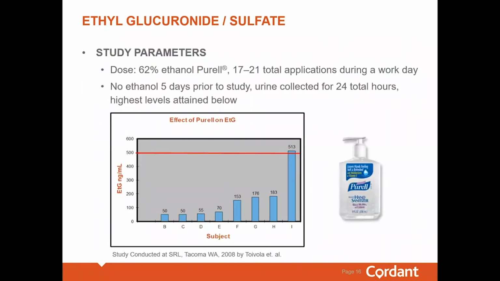We also conducted a study on hand sanitizer. Here, 9 individuals participated and applied 17 to 21 total applications over a workday. Urine was collected for a full 24 hours to capture the highest peak levels, and those levels are listed here. You see, once again, all but one individual were well below that 500 nanogram per milliliter cutoff. And that is applying about 2.3 times per hour in an 8-hour shift. Once again, we have one individual that is much higher and could be so far out of the norm because of the hydration status.